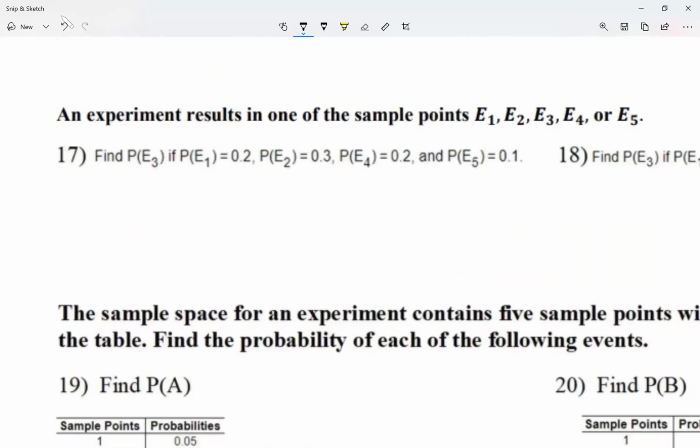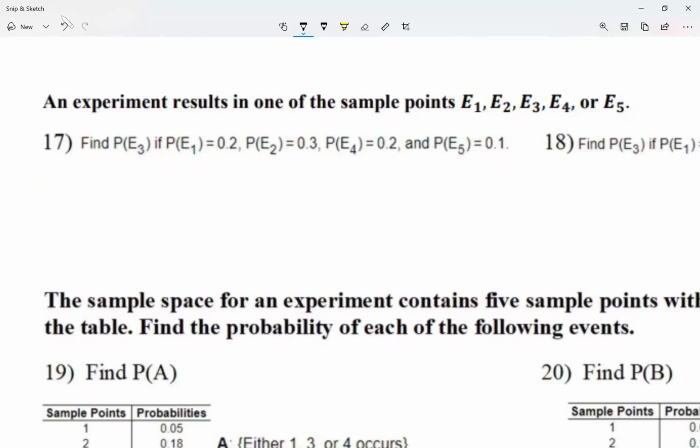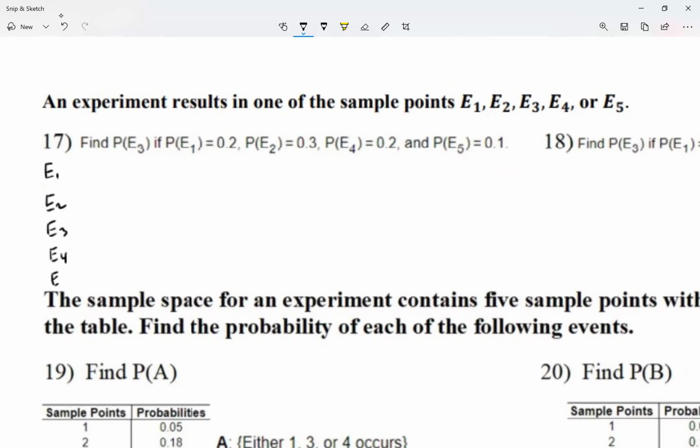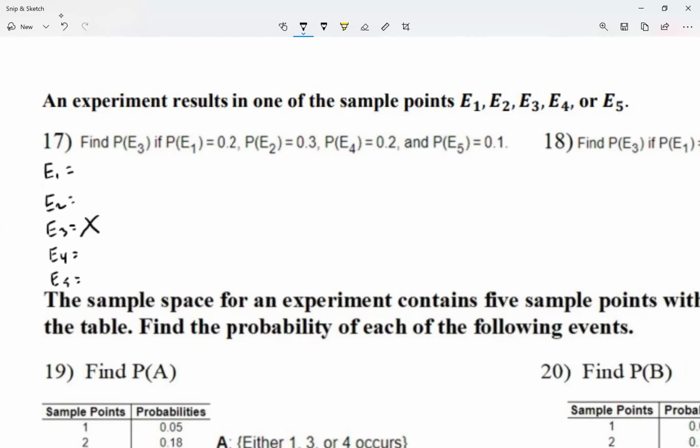An experiment results in one of the sample points, E1, E2, E3, E4, or E5. So I'm going to do an experiment, and my results are either E1, E2, E3, E4, E5. I get one of these 5 choices. When I read this, it says find the probability of E3. So P(E3) says find the probability of E3. Because it says find, right here for E3, let me write X. I don't know what E3 is, okay?